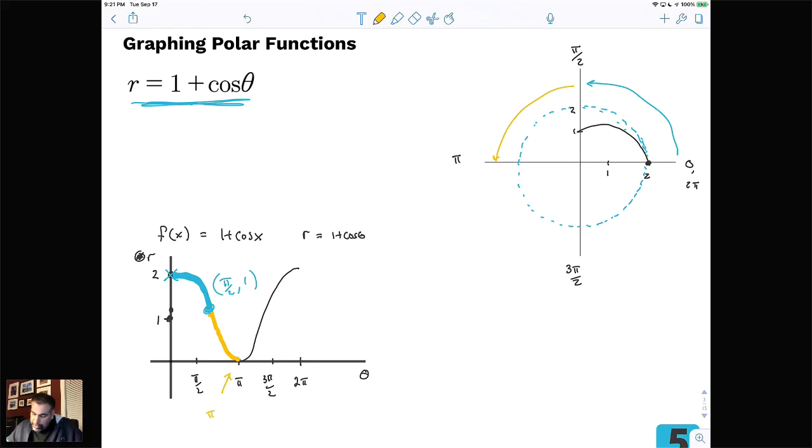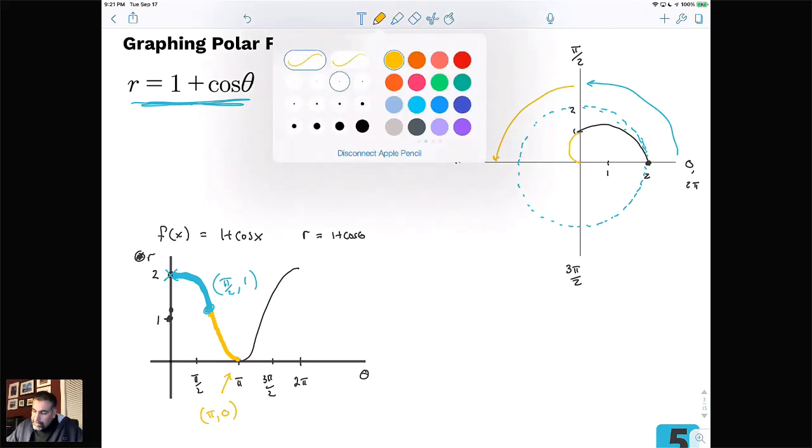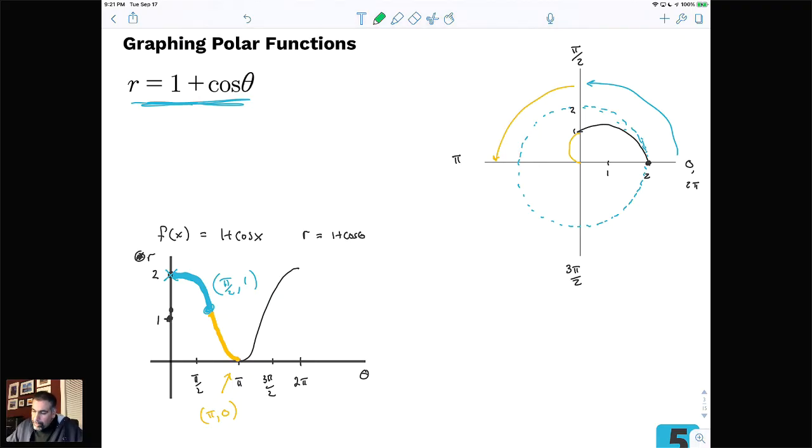So the theta value is pi, and the radius value is 0, which means instead of this continuing with a radius of 1, by the time it gets to pi, it has to shrink all the way back into the origin. So that is kind of the thought process that I have as I'm graphing this. I'm just using the rectangular graph to dictate what the polar graph looks like. Once you see this, we're going to continue the exact same way going on the other side.